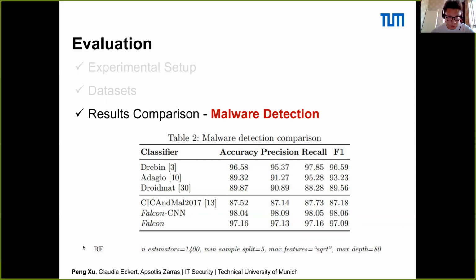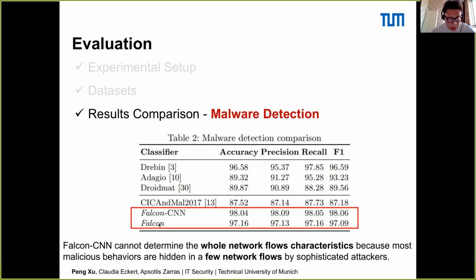For the last classifier in Falcon, we use the random forest and set n_estimators to 1040 and also min_samples_split to 5. The reason why the CNN network is worse than the Falcon is that the CNN cannot determine the whole network traffic character, because it splits all of the network traffic into images.